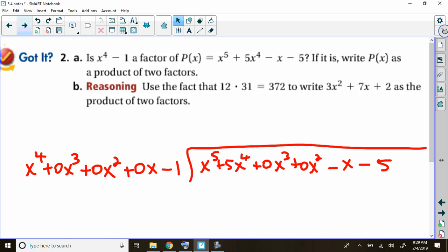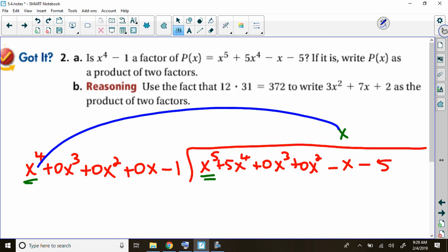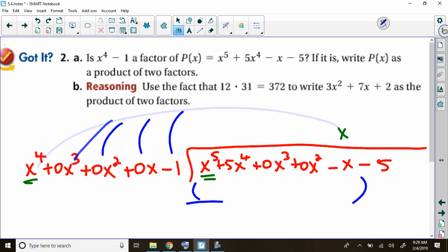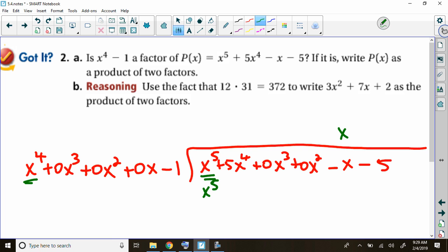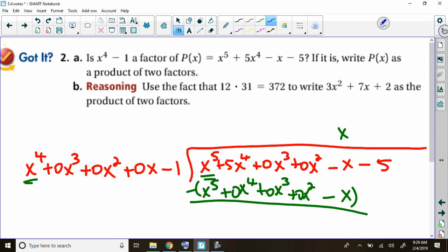What would the first term be in our quotient? We're looking at how many times x to the 4th goes into x to the 5th. 1x times, right? So we'd have an x up here. Then we multiply all that by all that, and that's going to take us all the way out to here. So that's going to be x to the 5th plus 0x to the 4th plus 0x cubed plus 0x squared minus x. We subtract. These cancel. It's going to be 5x to the 4th plus 0x cubed plus 0x squared, and minus x minus minus x is going to make plus 0x.